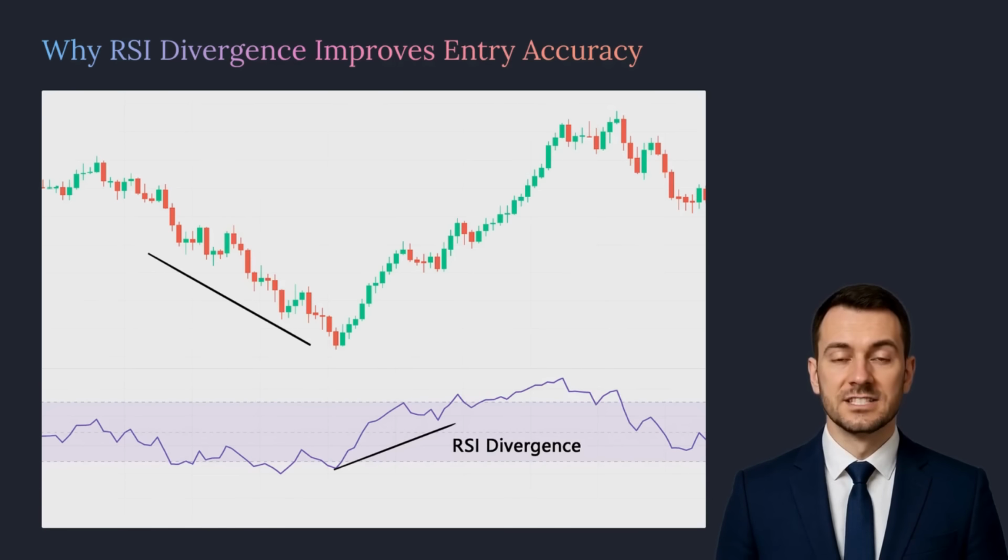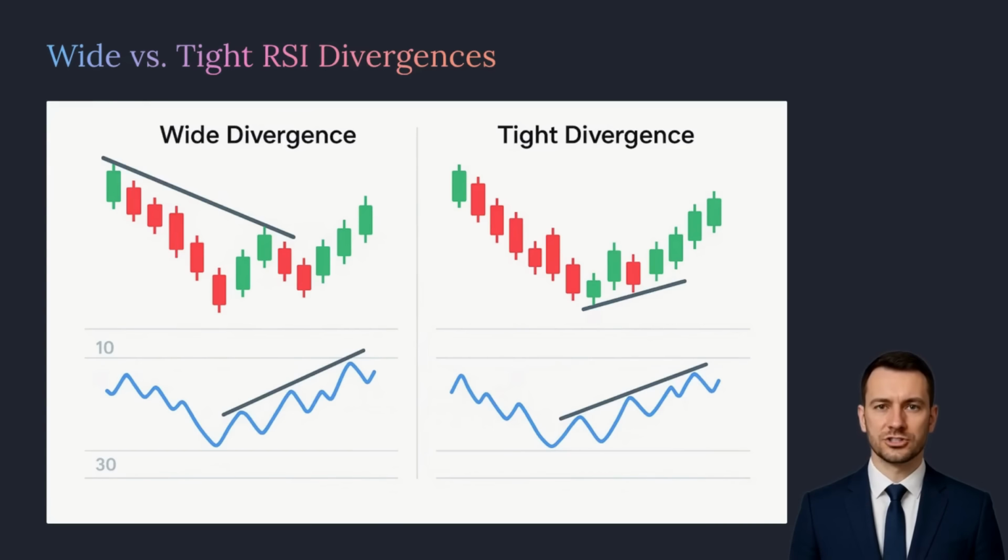In practice, this means you shouldn't trade solely because you spot a divergence. Instead, use it as a cue to tighten your analysis and look for additional evidence confirmation that a reversal is indeed unfolding. We'll discuss confirmation techniques shortly. Not all divergences are equally significant.